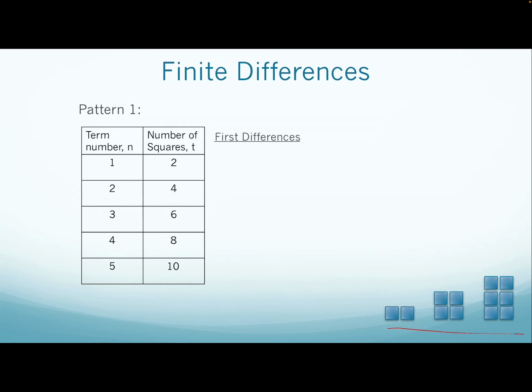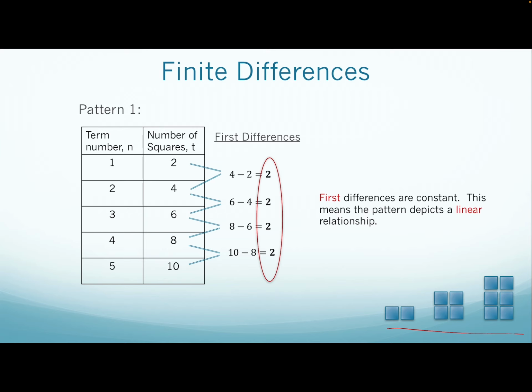Remember, we always do the final y minus the initial y. So we'd have 4 minus 2 to get 2, and 6 minus 4 to get 2, 8 minus 6, and 10 minus 8. So we can see that we get a constant difference in the finite differences. And the first difference is we reach a constant value. So what that means is that we have a linear relationship.